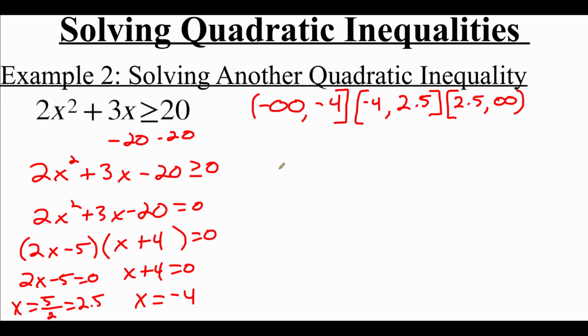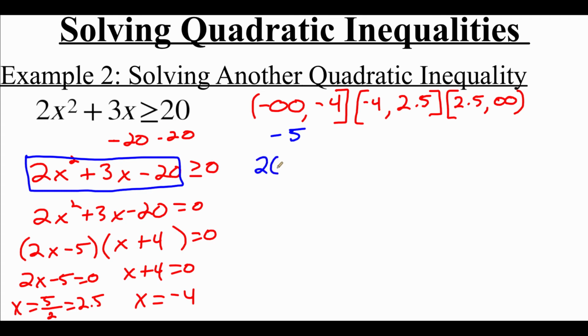So now what we need to do is pick a test value from each interval and plug it in. And I'm going to plug it in right here after we've subtracted that 20 over to the other side. So the 2x squared plus 3x minus 20. So in this first interval, we need to pick a number between -infinity and -4. So I'm going to use -5. So I'm going to take that and plug that in for my x.